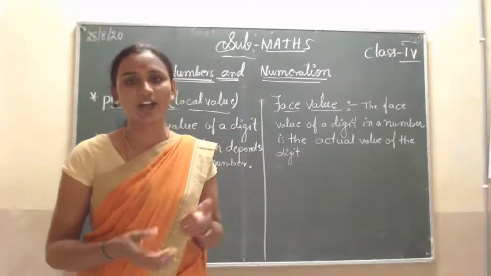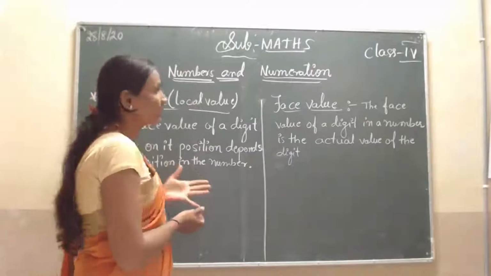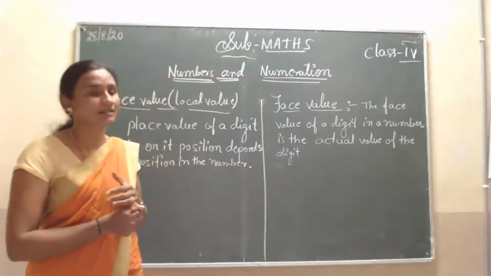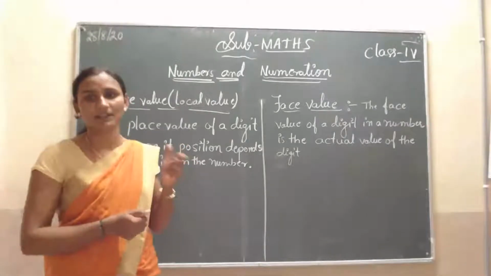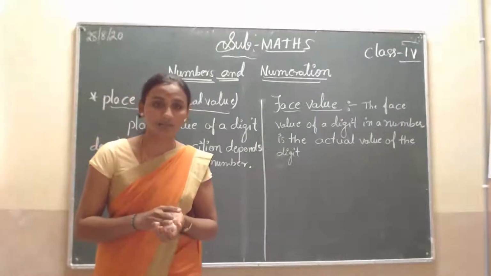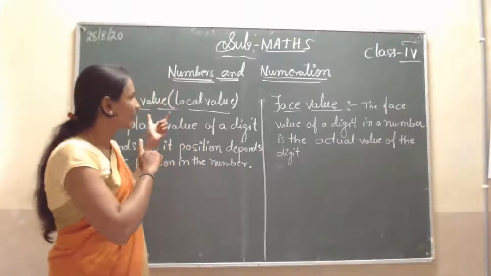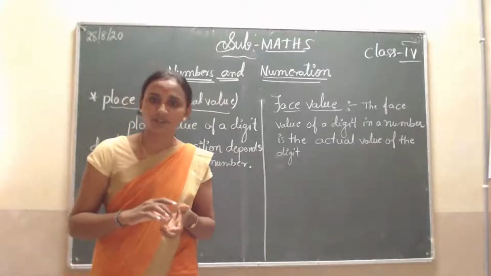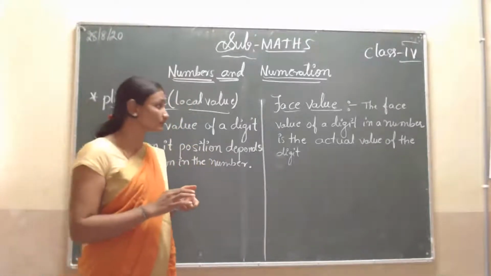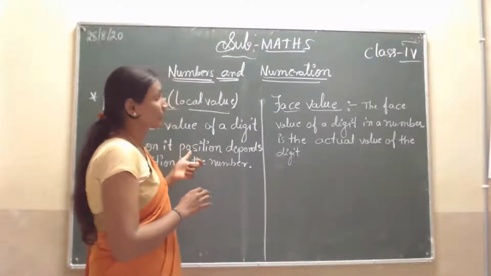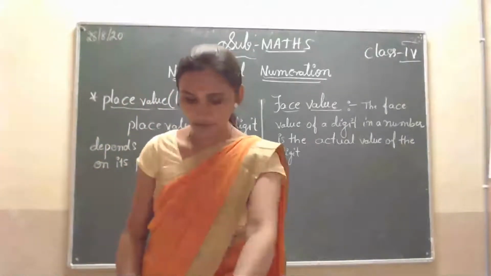You have already learned the definitions in previous classes. Today I will just explain the definitions, show one example for both place value and face value, and afterwards I will explain the exercise, which is Exercise 1C.